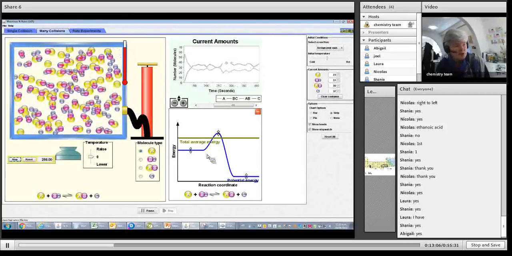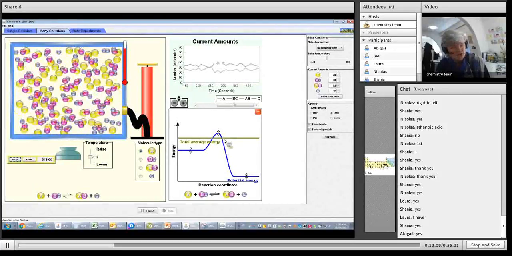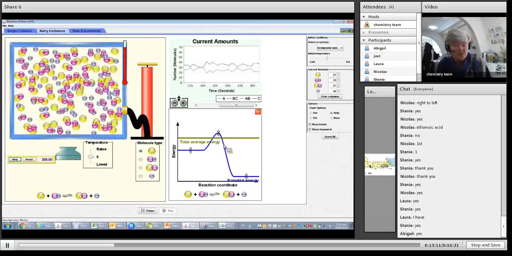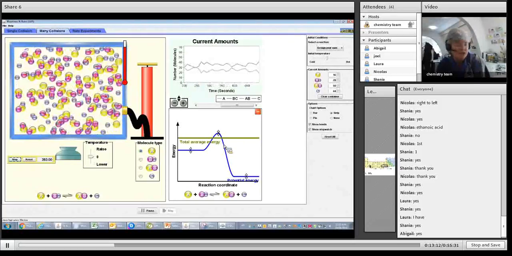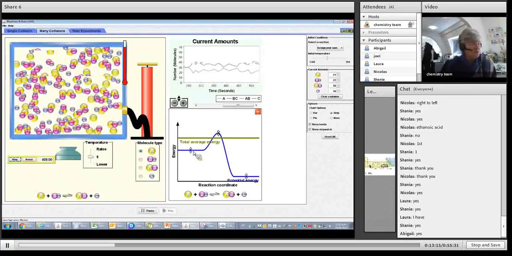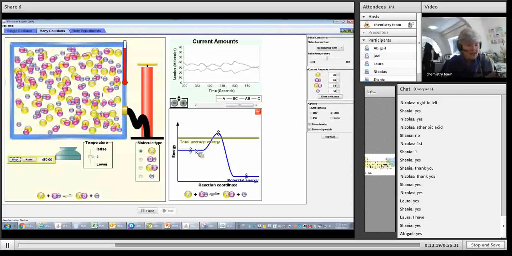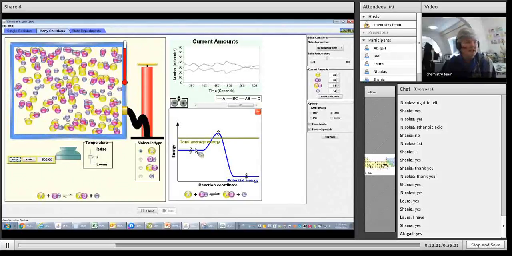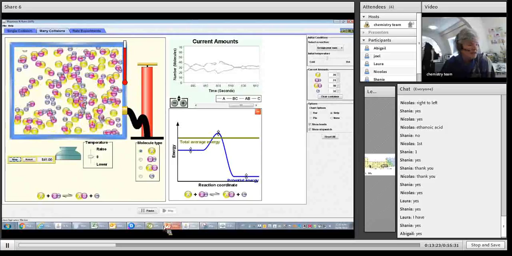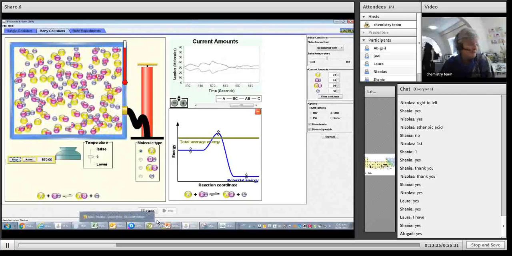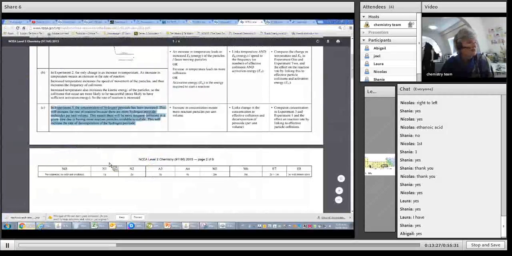And that's because a greater proportion of the collisions are going to be effective. And there's a two-step part to it, which I'll explain as we go through it. So that's just to try and see what's happening at the particle level. The next one I want to look at is this one.